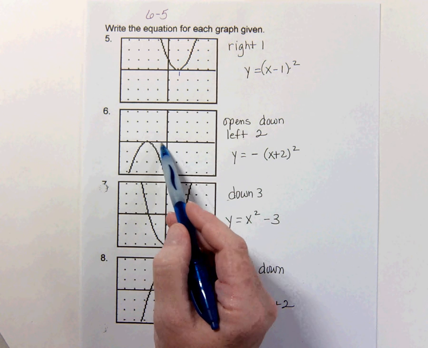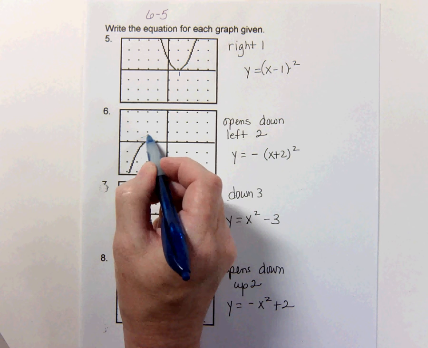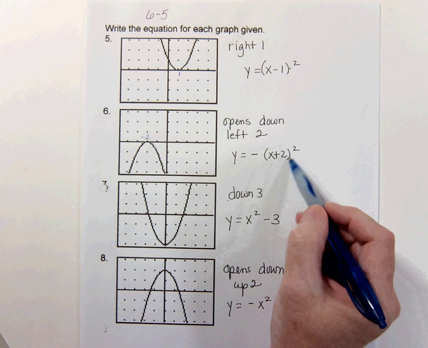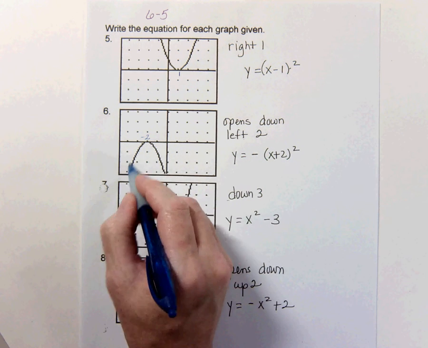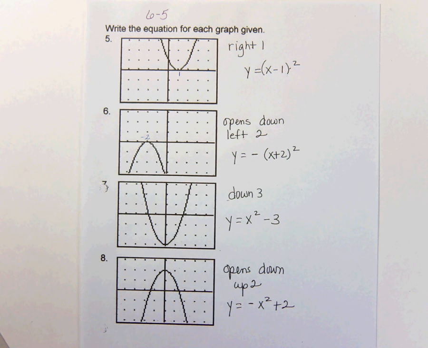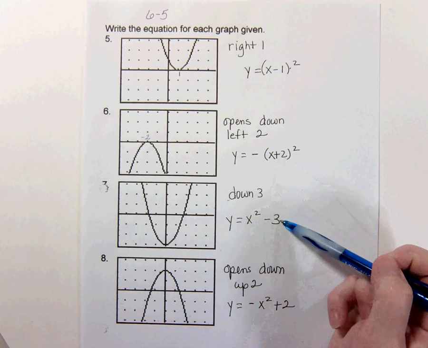Okay, look at this one. It shifts over and the answer is a negative 2. So we've got to make sure this is a positive inside the parentheses, but why is this negative? Only because it's upside down. So it opens downward, shifts to the left 2 units. Number 3, notice how we didn't shift off of the x-axis at all. I'm sorry, off the y-axis, so there's no parentheses for this picture.